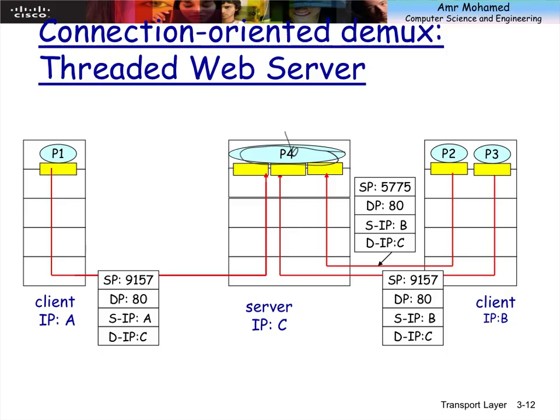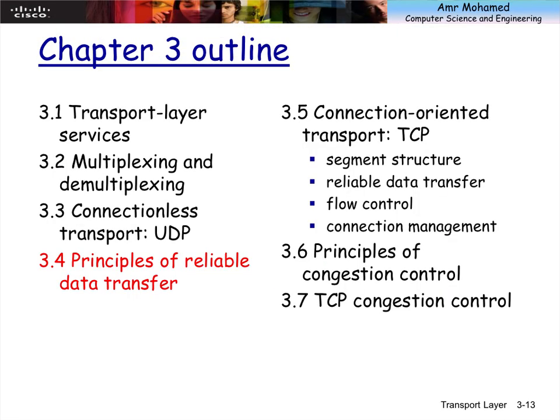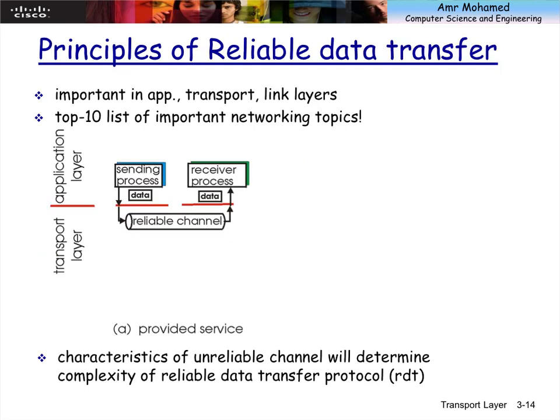So how does the server do that? By maintaining this logical connection with each client. And in that case, you have to use a server socket type. That's the easy part. So now we'll take a deep dive into reliable data transfer. So how do we provide reliable data transfer?